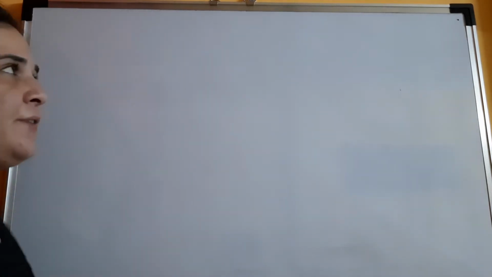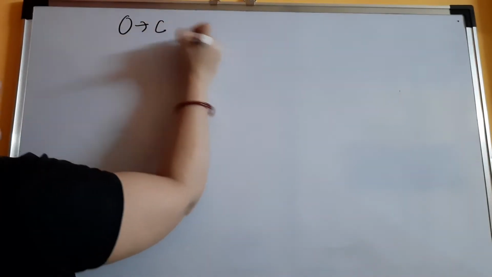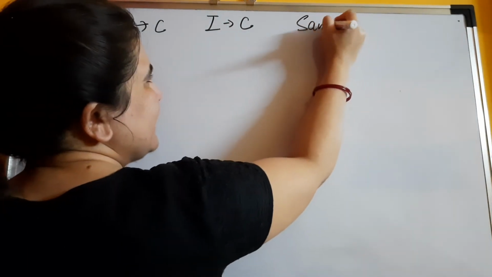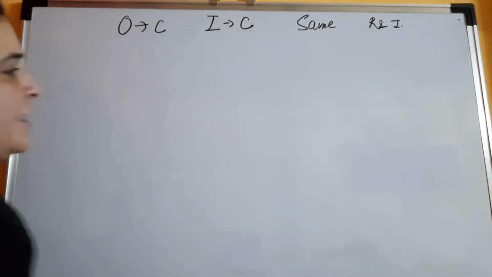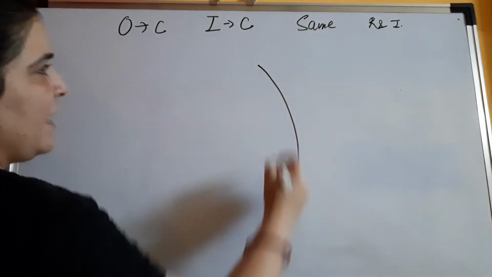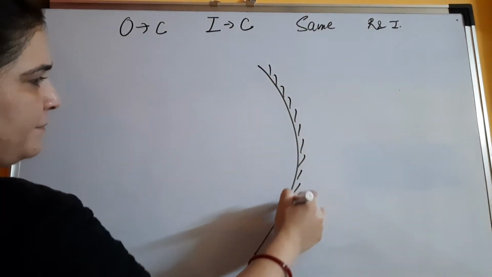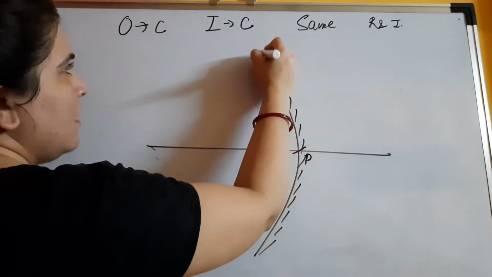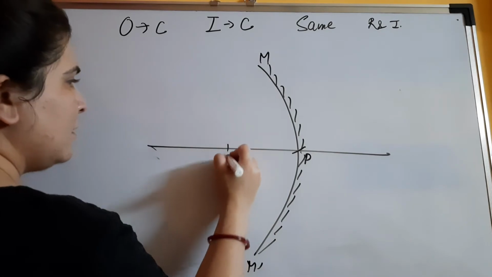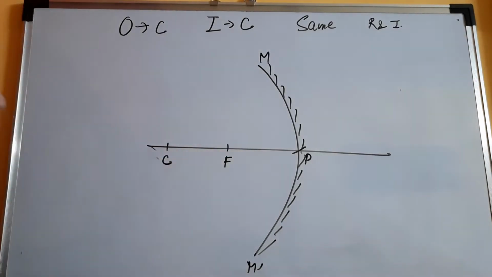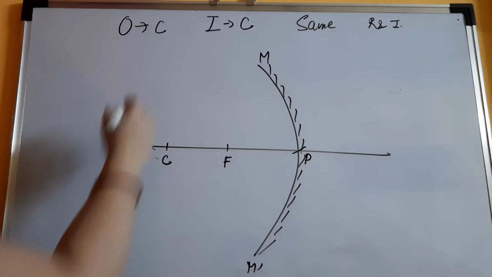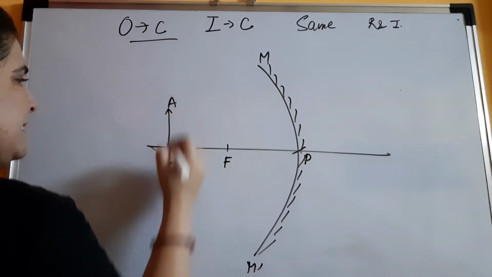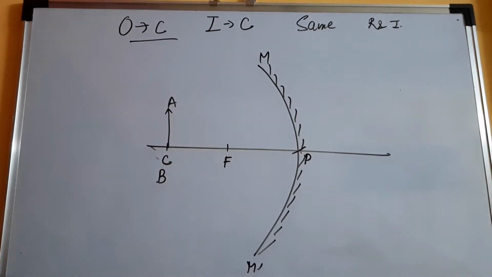In the next case, we are going to take the object at center of curvature. Image is going to form at center of curvature. Size is going to be same, real and inverted. Let's say again start with the diagram. We have taken a concave mirror, principal axis, pole, aperture, focus, center of curvature. Now here we have to take the object at center of curvature. So here we have drawn a object. Let's name it as A and B. So this is an extended object we have taken.